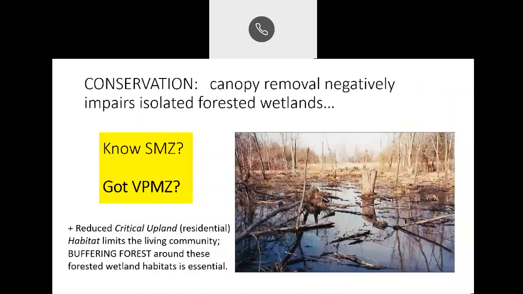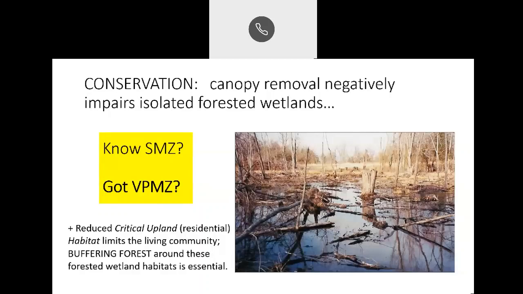Next slide, please. Now, very quickly, I would like to address conservation. And of course, the most critical issue is that these wetlands, being forested wetlands, have a forest buffer that is retained to protect them. Many people are familiar with a stream management zone.